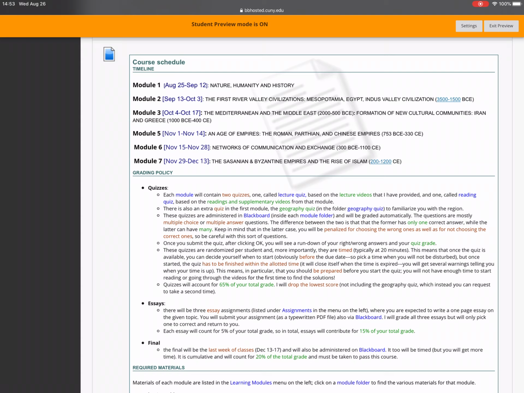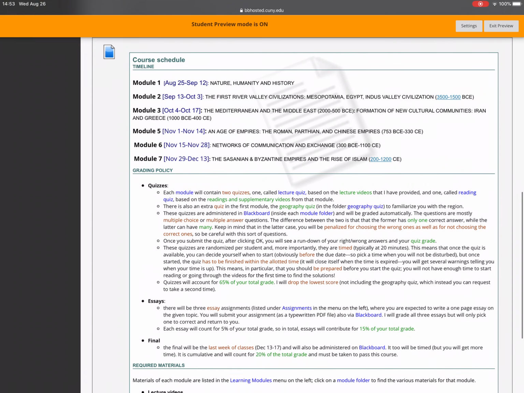Okay, so as I told you before, for each module, the deadline that you have to keep in mind is the deadline of the quizzes. Each module, if you look under quizzes, I'm describing it for you, will contain 2 quizzes: one called a lecture quiz based on the lecture videos, as I mentioned to you, and the other one called a reading quiz based on the readings and supplementary videos from that module.